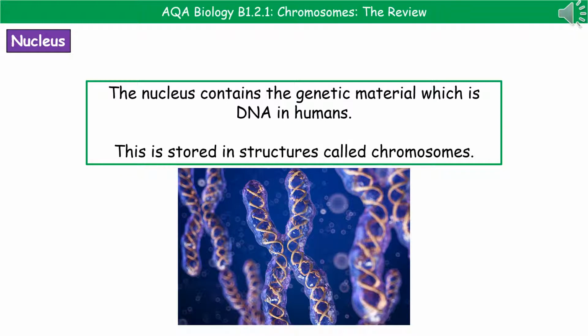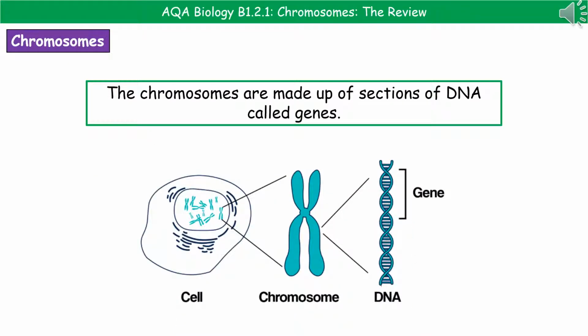That's actually stored in these structures called chromosomes. And those chromosomes are made up of these smaller sections of DNA, which are called genes. So I've given you the little diagram at the bottom there just to remind you. We've got our cell with a nucleus. Inside the nucleus is our DNA, which is arranged into these structures called chromosomes, and the small sections on the chromosome are the genes.